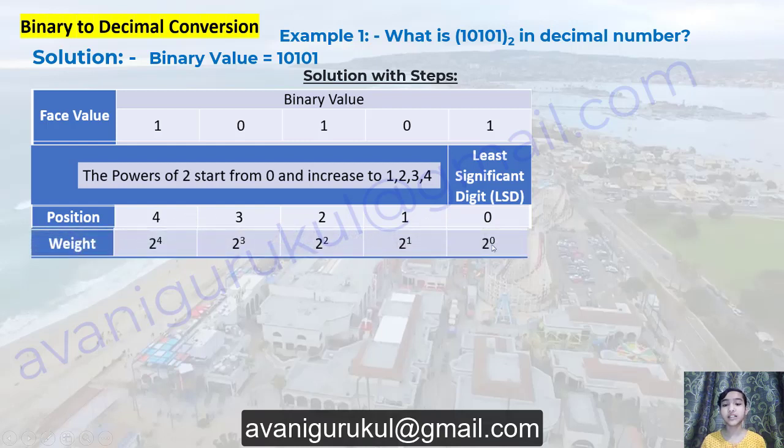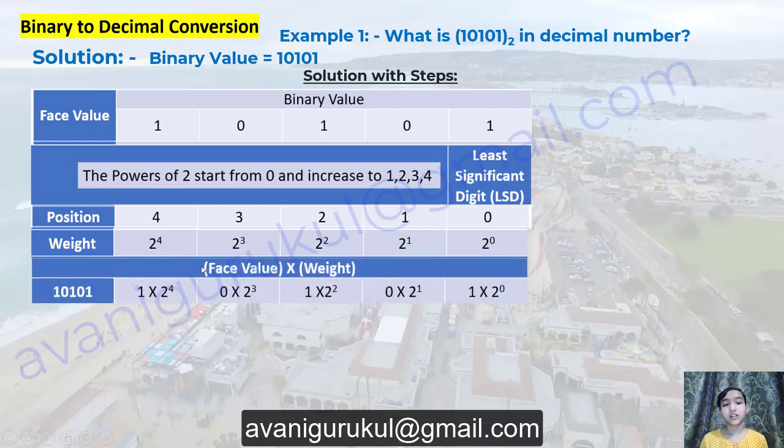And its weight is 2 to the power 0, 2 to the power 1, 2 to the power 2, 2 to the power 3 and 2 to the power 4. Now we have to do face value multiply weight, that is 1 multiply 2 to the power 0, 0 multiply 2 to the power 1, 1 multiply 2 to the power 2, 0 multiply 2 to the power 3 and 1 multiply 2 to the power 4.